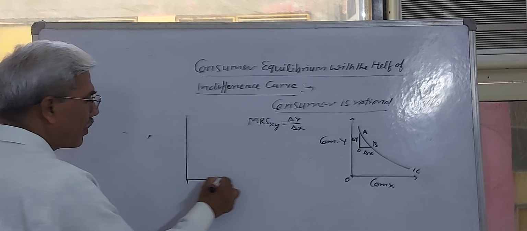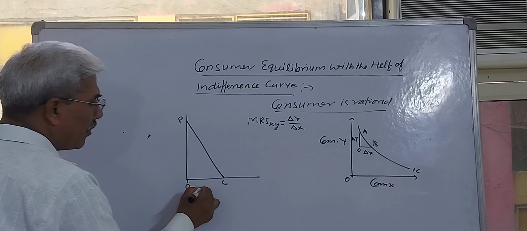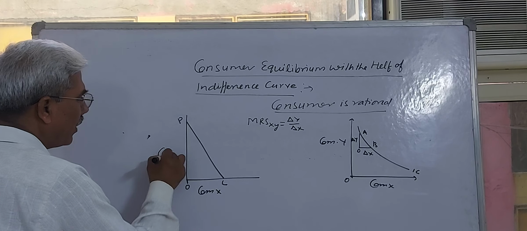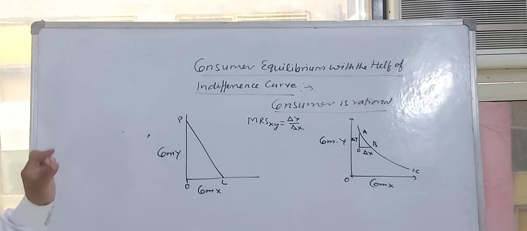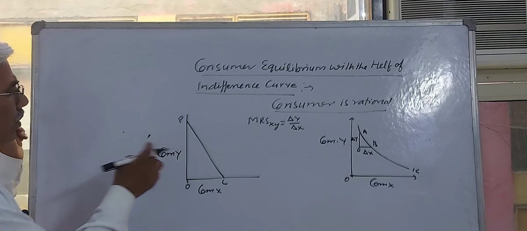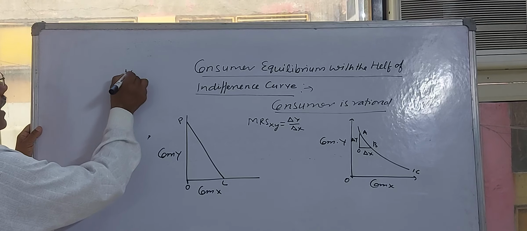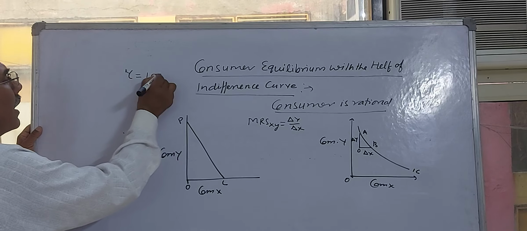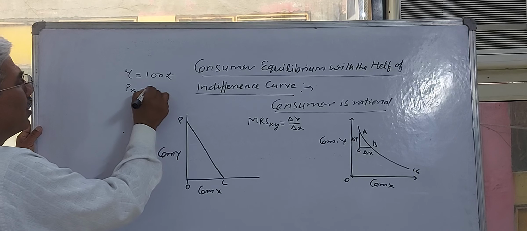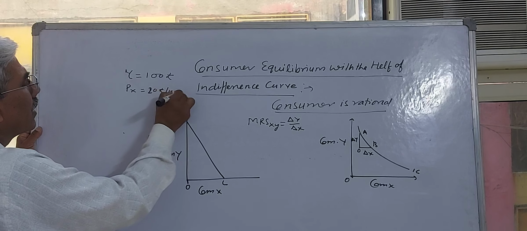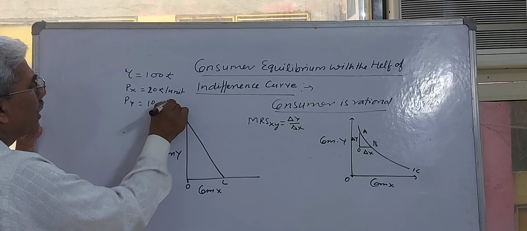Similarly, you can derive the price line. The price line shows the purchasing power of a consumer. If you know the two commodity prices and the income which he likes to spend on these two commodities, you can easily understand this price line. Suppose the income which the consumer decided to spend on two commodities is 100 rupees, the price of commodity X is 20 rupees per unit, and the price of commodity Y is 10 rupees per unit.